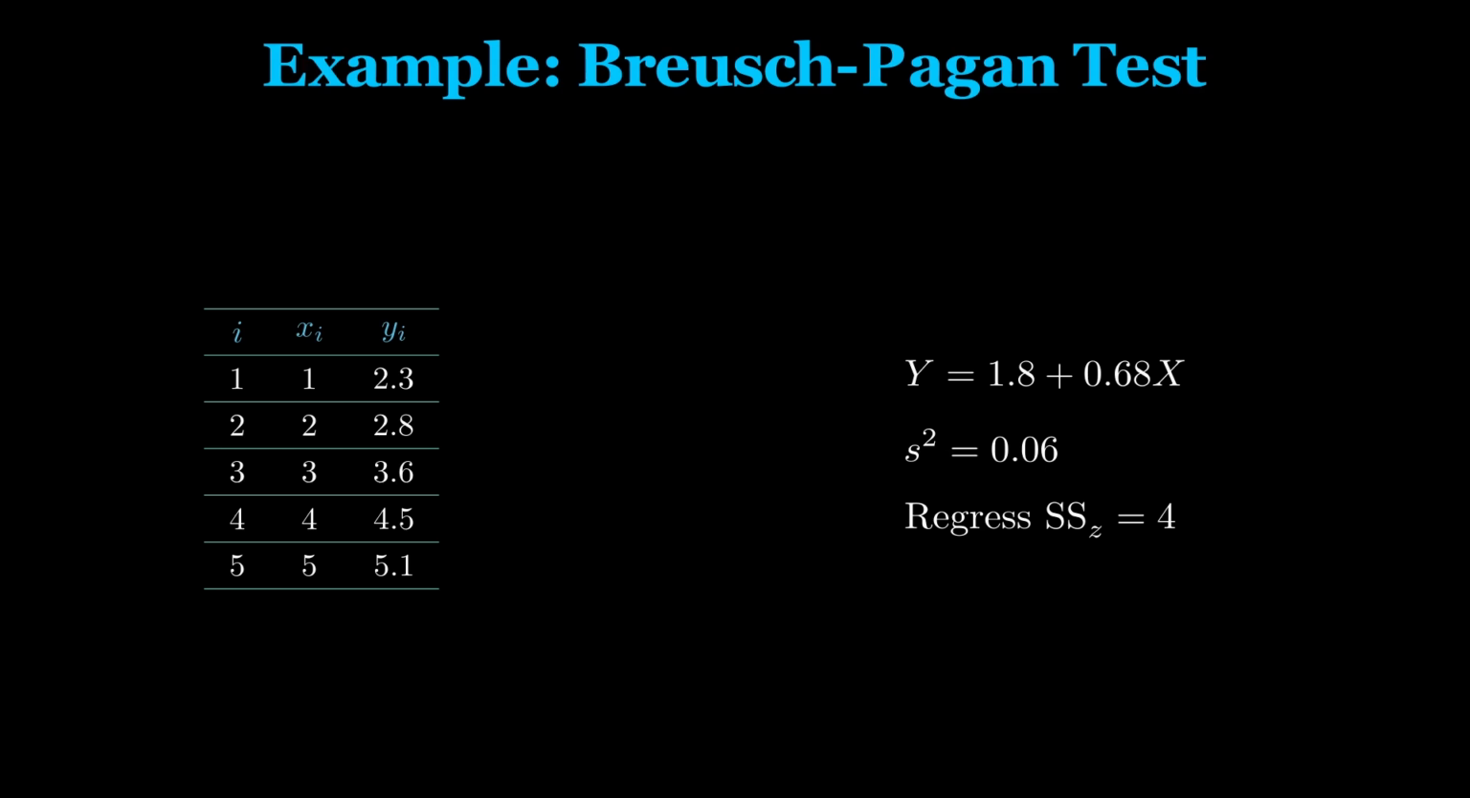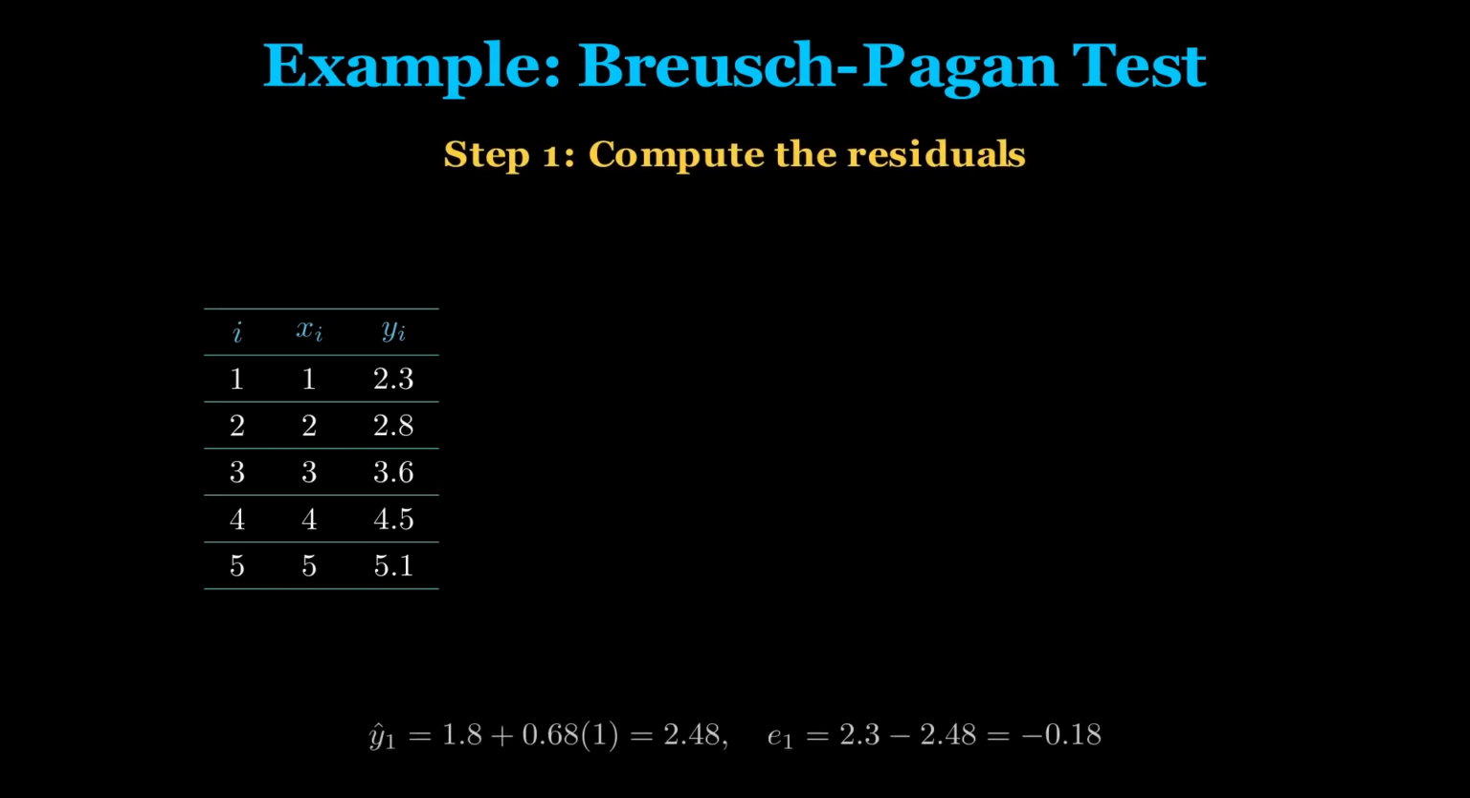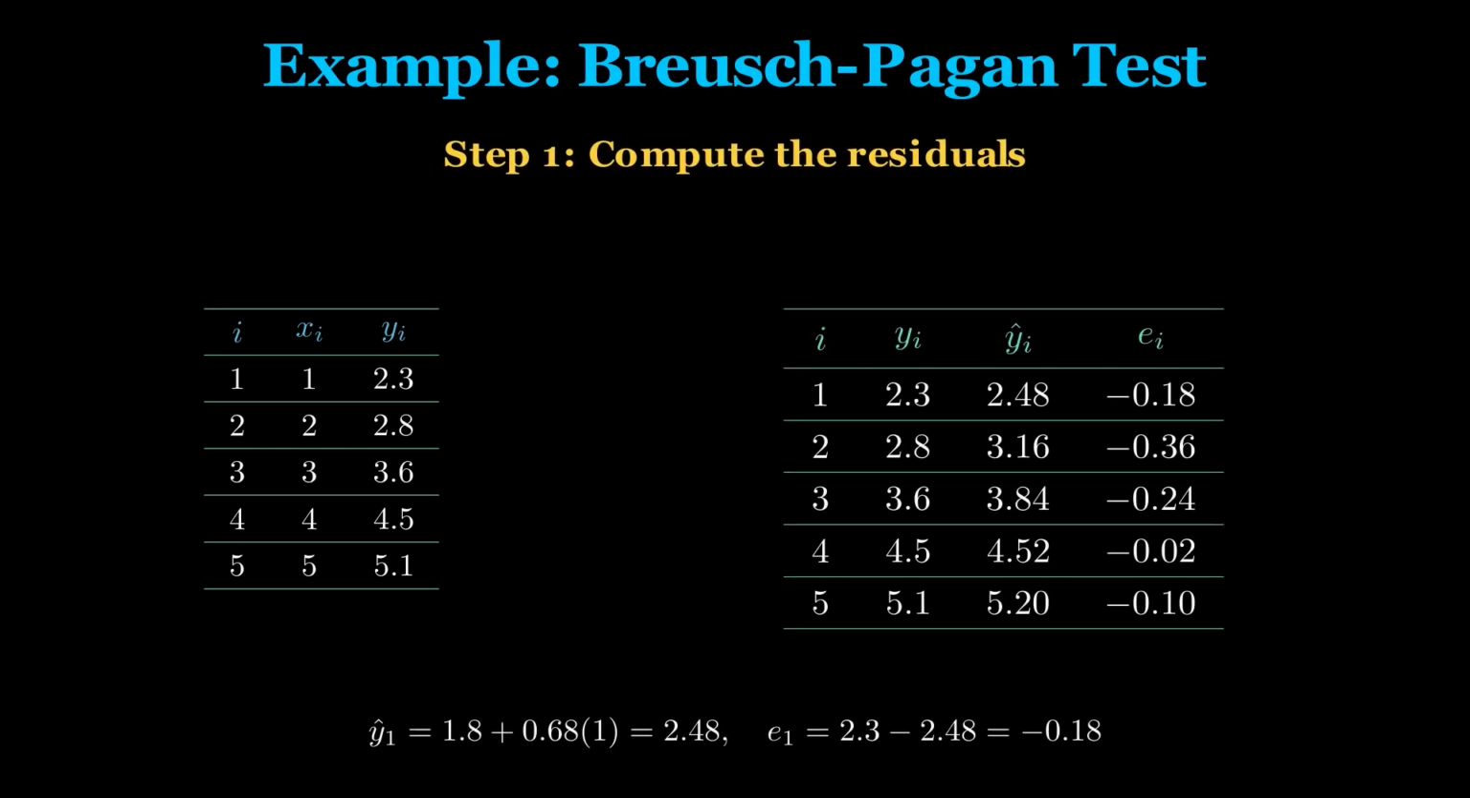We're also told the regression sum of squares from regressing the standardized squared residuals on x is 4. Our goal is to compute the standardized squared residuals, calculate the test statistic, and determine whether we reject a null hypothesis at the 5% significance level. Step 1. Run the regression model and obtain the residuals.